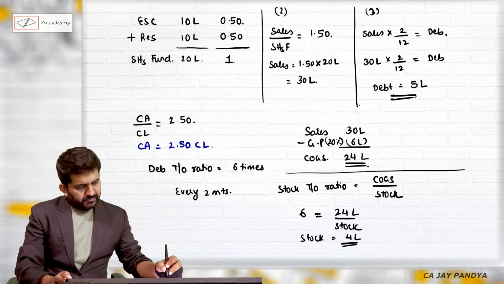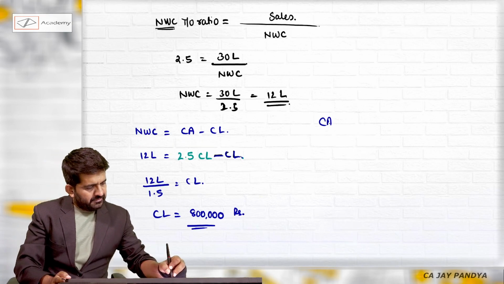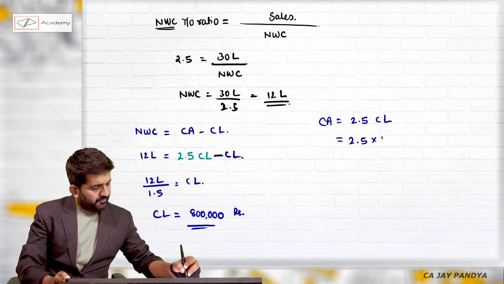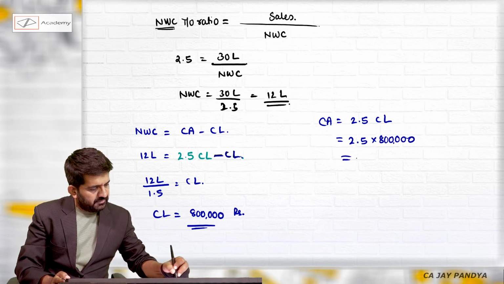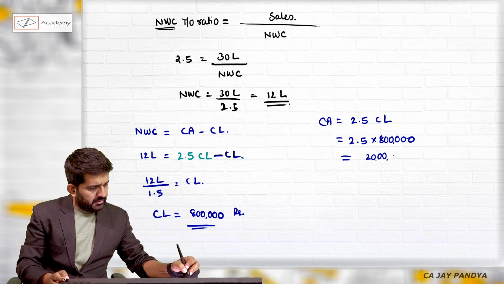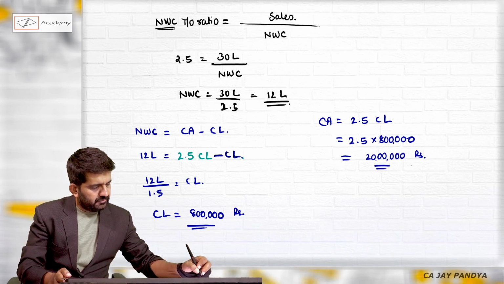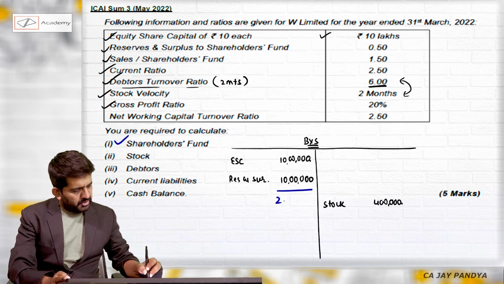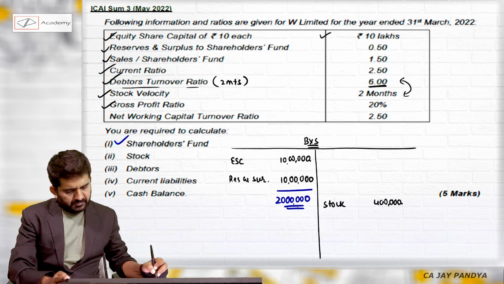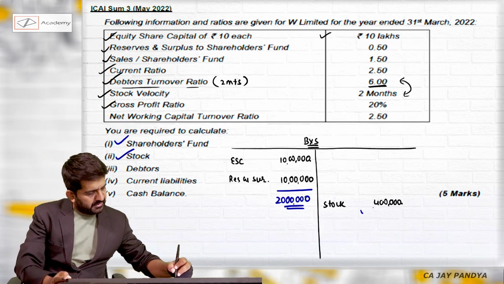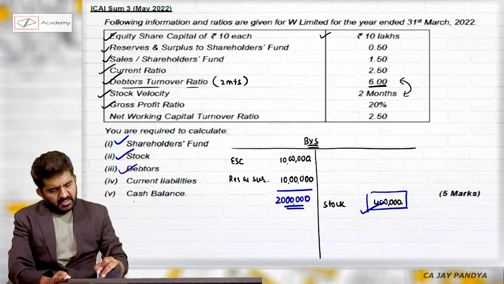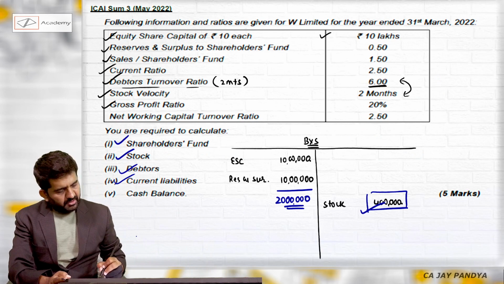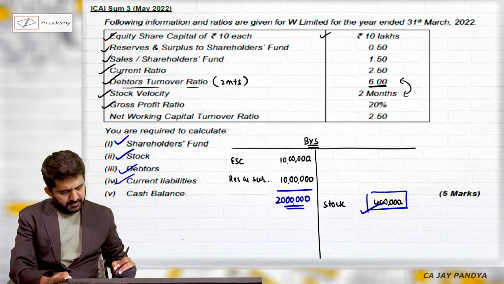And I know that current asset is 2.5 current liability. So current assets will be 2.5 into 8 lakhs, which will be 20 lakhs rupees. Let us see whether we can find out all answers or not. Shareholders fund is 20 lakhs rupees. Stock, we have found out the answer, 4 lakh rupees. Debtors, we know the answer, 5 lakhs rupees. Current liability, we know the answer, 8 lakhs rupees.